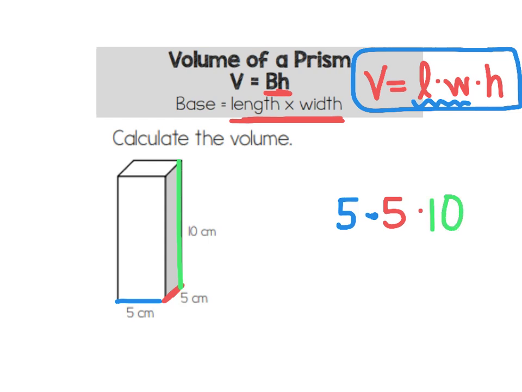If you multiply these together, length times width times height, you would get 250, and that would be centimeters cubed. When you're doing perimeter, it would just be centimeters. When you're doing area, that's centimeters squared. And when you're doing volume, since it's a three-dimensional figure, you do centimeters cubed. Okay?